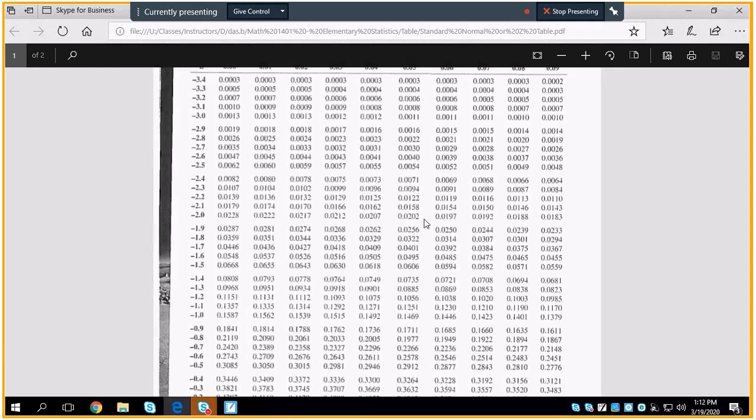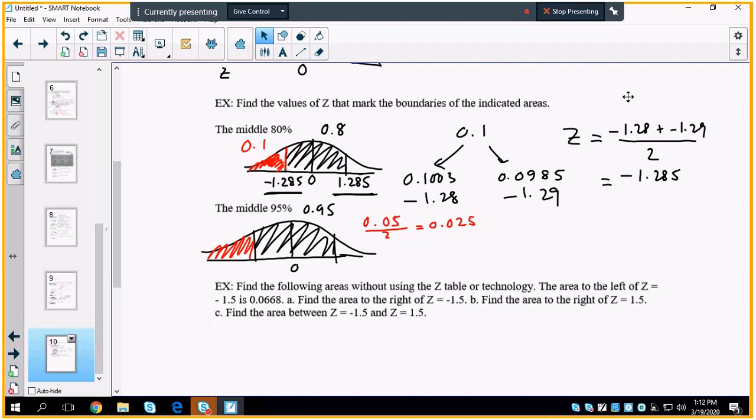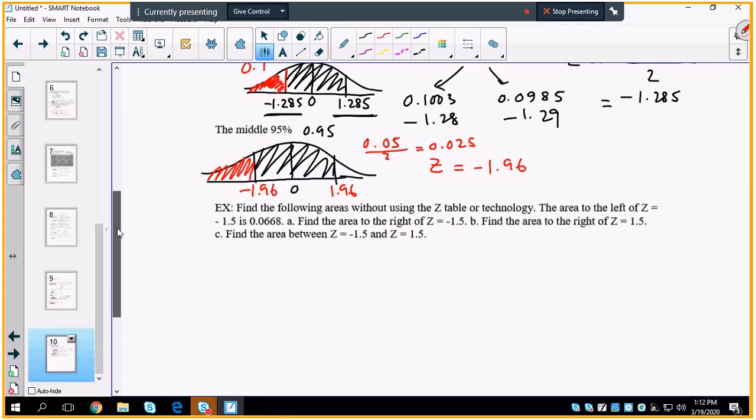I am probably not finding it. I want 0.025. No, I actually found it. It's here, 0.025. So it's row negative 1.9 and the column is the sixth one, so it's negative 1.96. That's the number on the left. Use the symmetry, so the number on the right will be 1.96. And you were done. The two boundaries are negative 1.96 and 1.96, which will have the central 95% of the data.